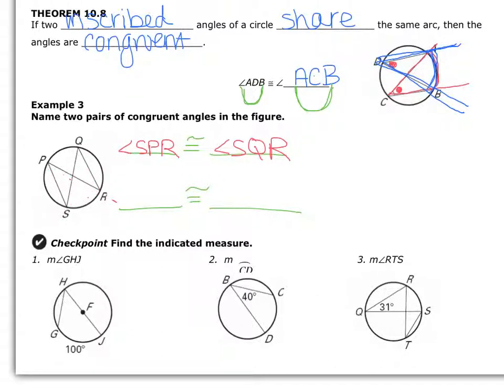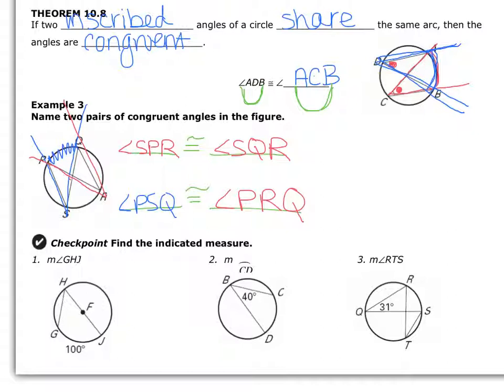Now you can also go the other direction and say, okay, well look, this is arc PQ. If you go from P to S to Q, so angle PSQ, you can have the same intercepted arc from P to R to Q. So those guys there are congruent angles.